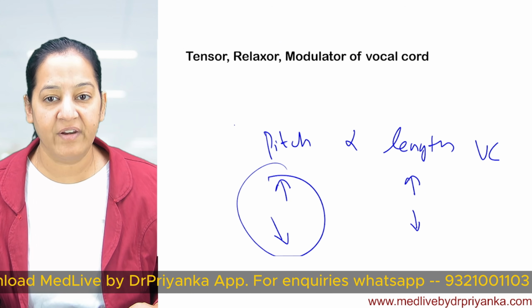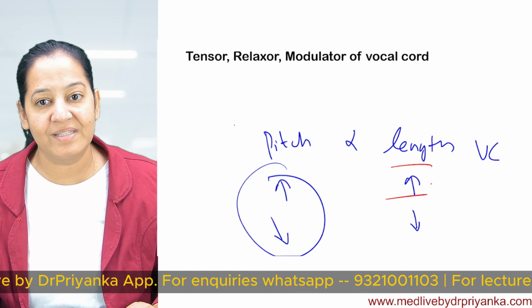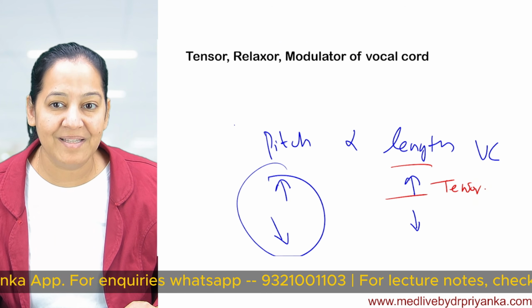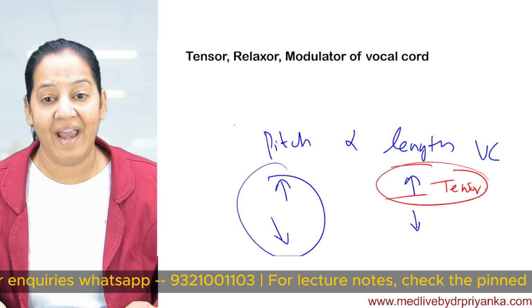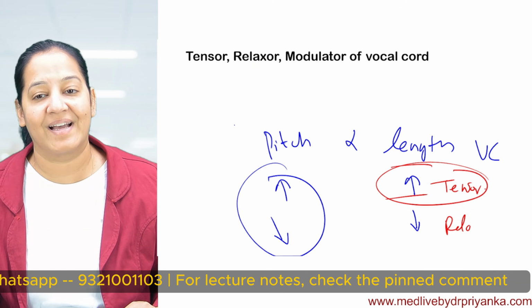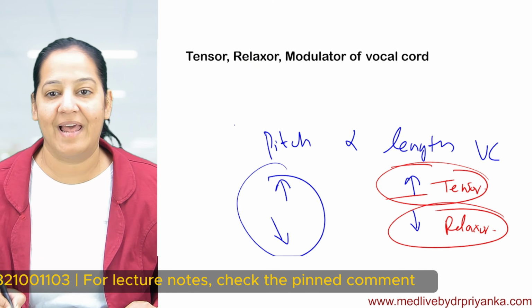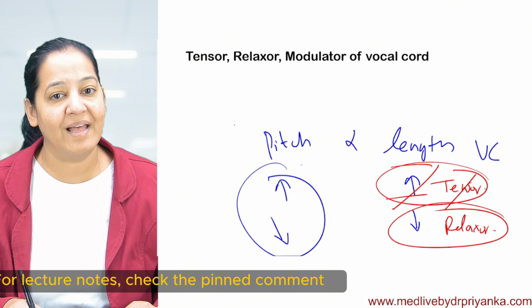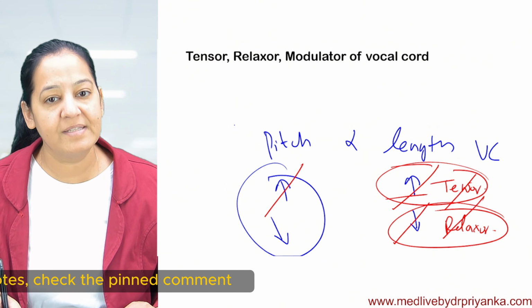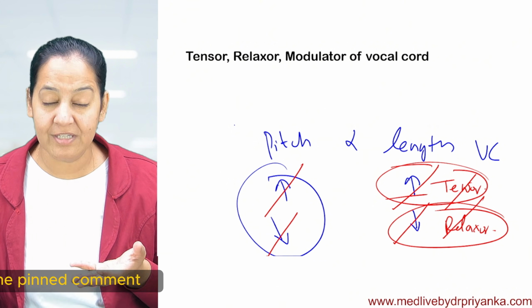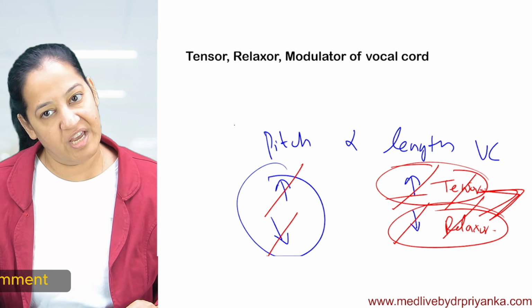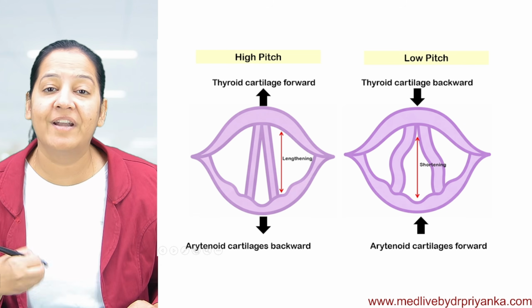The muscle that increases the length of the vocal cord is known as the tensor muscle. And the muscle that decreases the length of the vocal cord is the relaxer muscle. So tensor increases the length, increases the pitch. Relaxer decreases the length, decreases the pitch. And there is a muscle known as the modulator that can do both, which can increase as well as decrease. That is the modulator of the vocal cord.